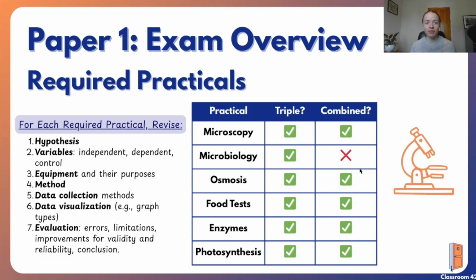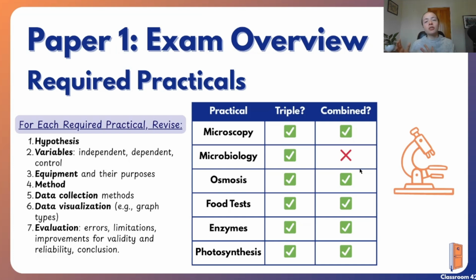Another thing not to forget are those required practicals that you've done throughout your GCSE course. And these are the ones that you would have carried out at various points throughout the last 2 years or so. And for paper 1, you may be asked about microscopy. If you're a triple student, you might be asked about the microbiology practical. And then you could also all be asked about the osmosis, food tests, enzymes, and finally the photosynthesis practicals.